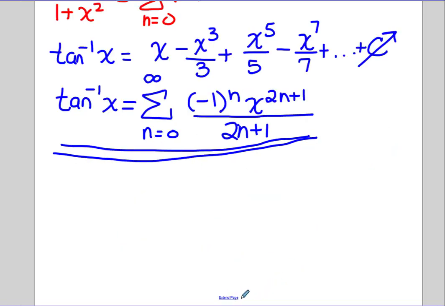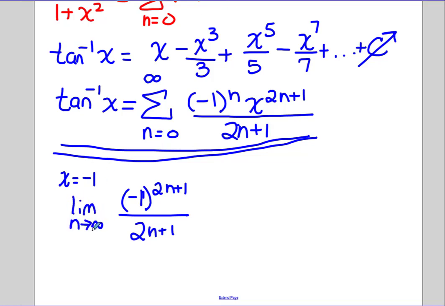Now, if we check the interval of convergence, we know that this is going to converge if the absolute value of x is less than 1. So if we check x equals negative 1 for an endpoint in that summation, then we have this portion, negative 1 to the 2n plus 1 divided by 2n plus 1, and the limit at infinity is an alternating harmonic series. So we know that this is 0, and that would converge at that endpoint.